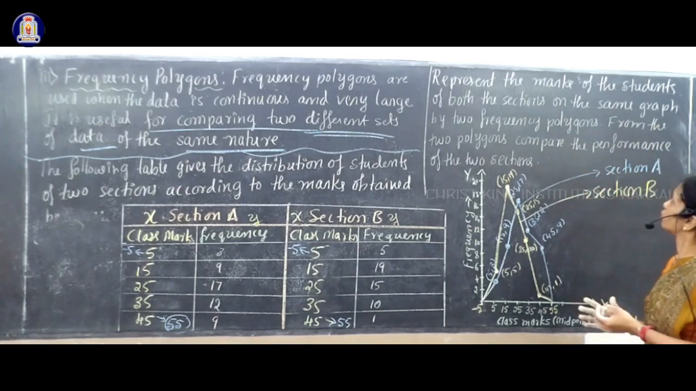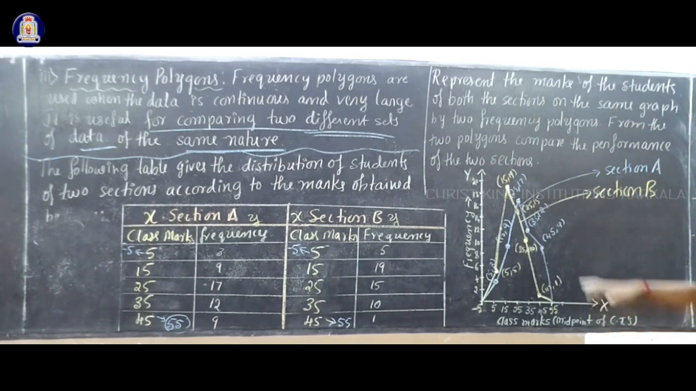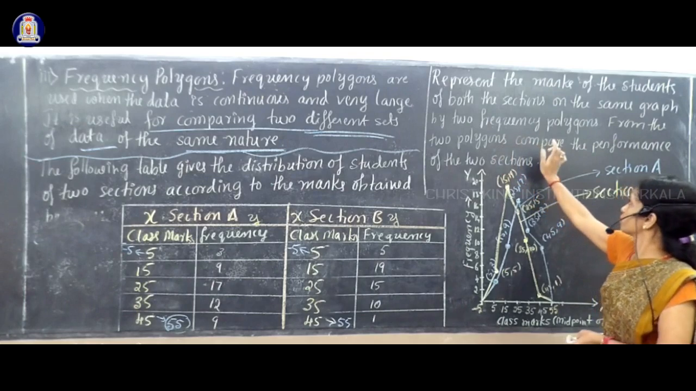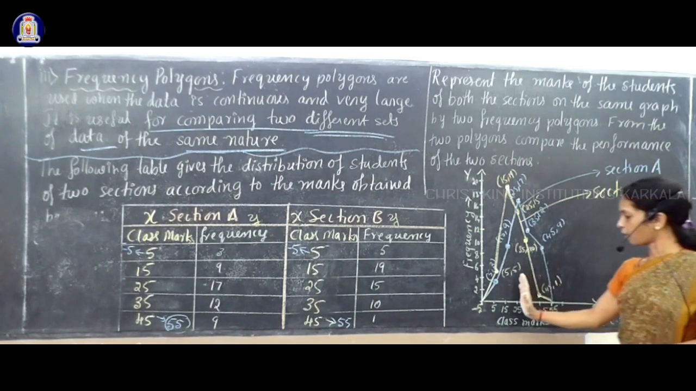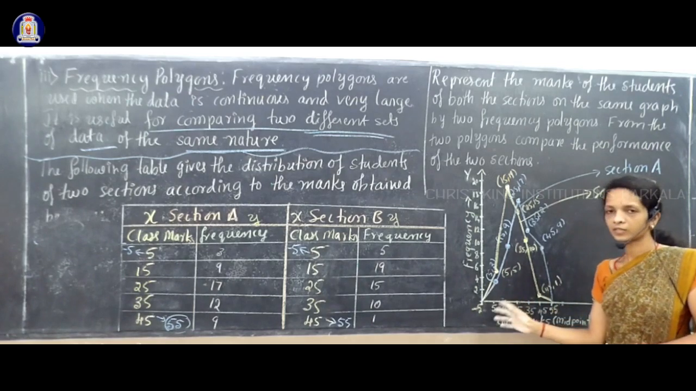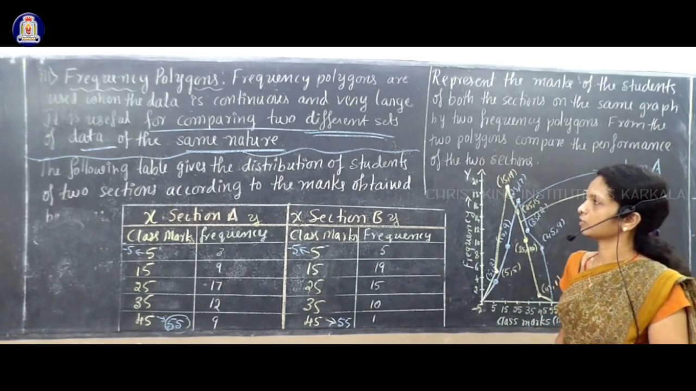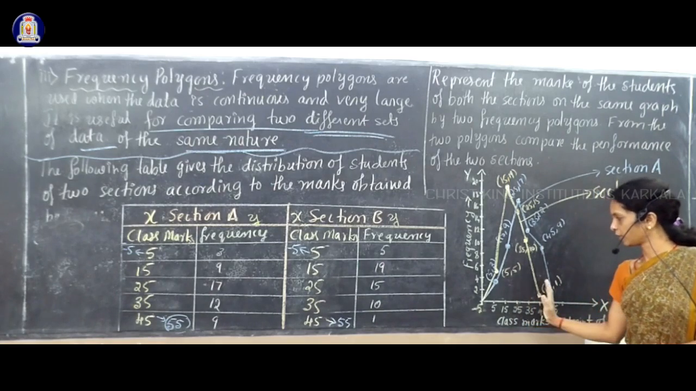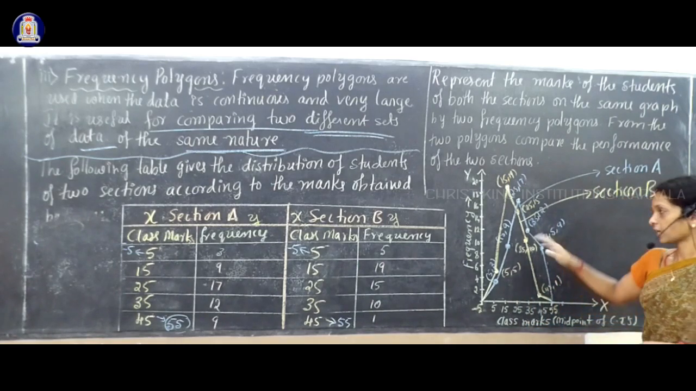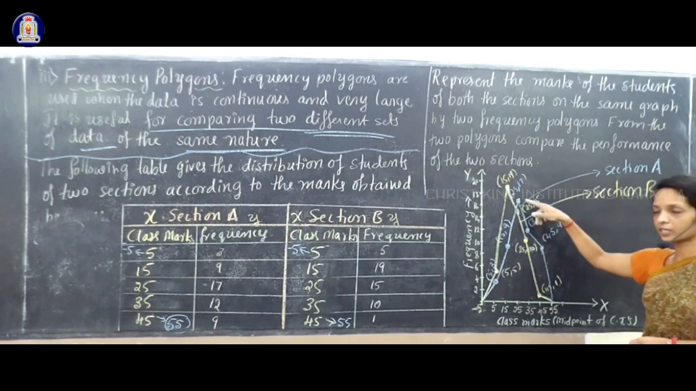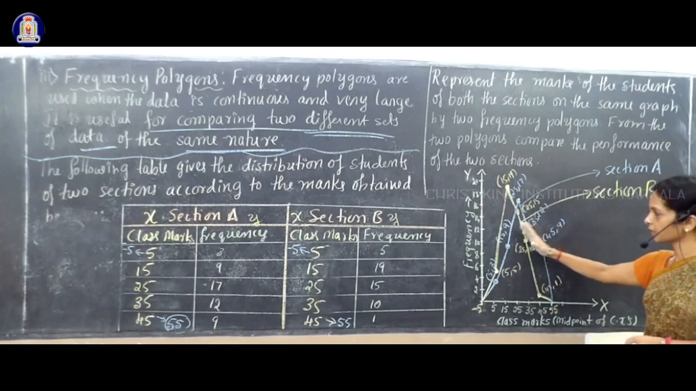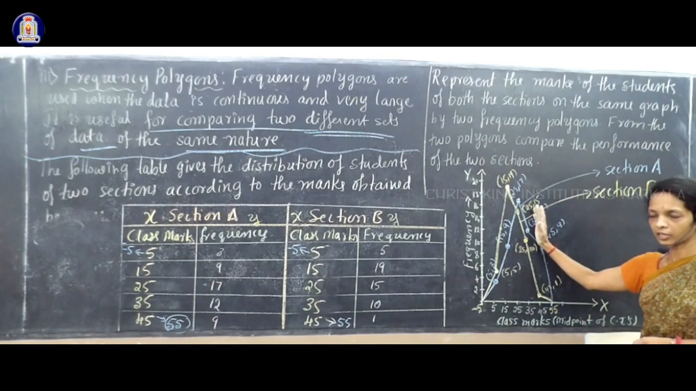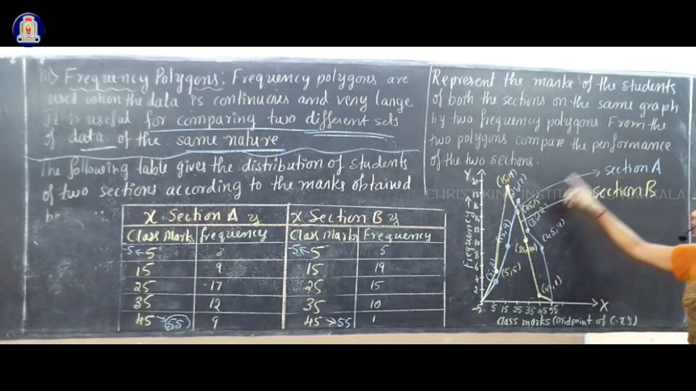And here you have one question: from the two polygons, compare the performance of the two sections. So here you see after 25, these are what? These are marks obtained by the students, right? So here after 25, which frequency polygon is above? Clearly you can see the frequency polygon of blue color is above the yellow color frequency polygon, right? So the blue color frequency polygon is for which section? That is for section A.